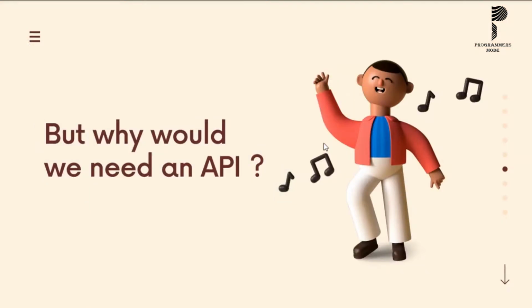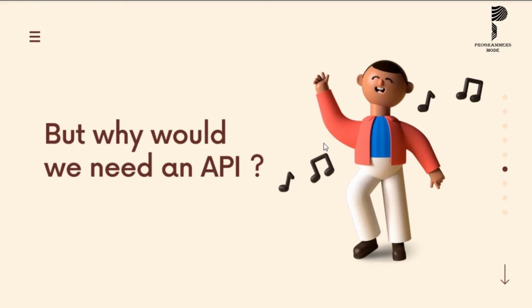But why would we need an API? Suppose you want to access another app's data or functionality from your application or web browser, that is your client. For example, you want to access all Twitter tweets that mention the Programmers Mode hashtag. Now there are two ways to do so. First approach is you email Twitter and ask for the spreadsheet of all these tweets and import that into your application. But as you know, soon it will become outdated.